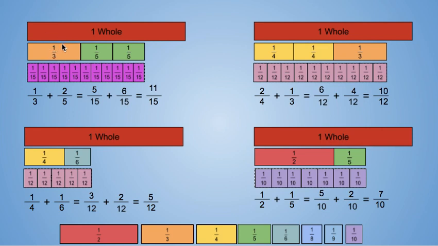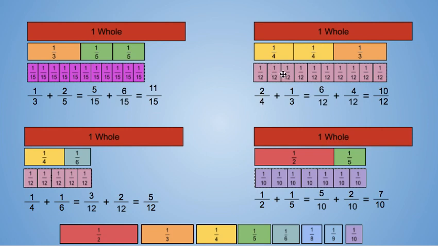Here we have 1/3 plus 2/5. It's given that, and here I have to record these numbers, so I recorded 1/3 plus 2/5, and it's given that both of these numbers can be divided into 1/15. So I counted 1, 2, 3, 4, 5 1/15 fit into 1/3, so I recorded that, 5 1/15 fit into 1/3, and 1, 2, 3, 4, 5, 6 1/15 fit into 2/5. That's 5 plus 6 equals 11.